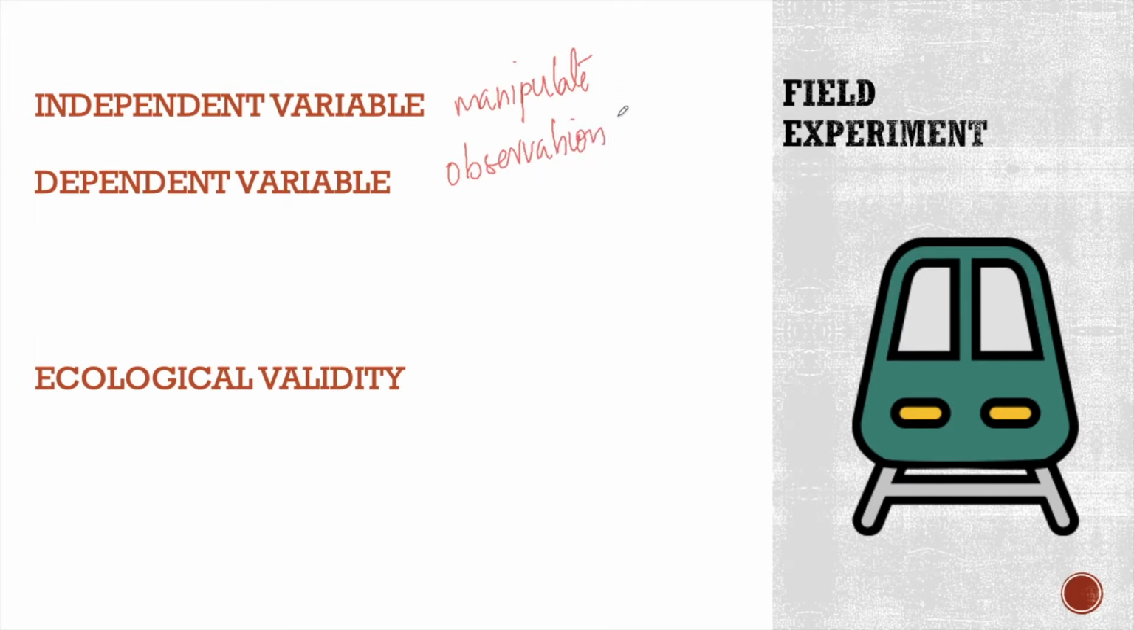But the main difference, other than this being conducted in a real life situation, is that we have less control over the extraneous variables. Okay, less control over the extraneous variables because it is in a real life situation and we have no control over anything that's happening there. All we can do is probably observe and record whatever is happening.